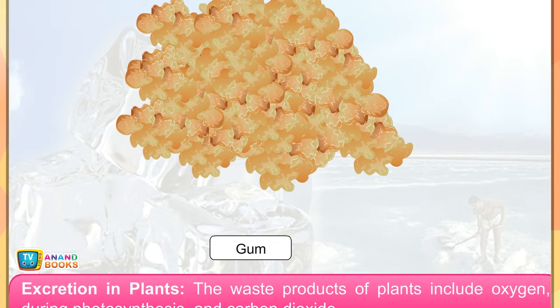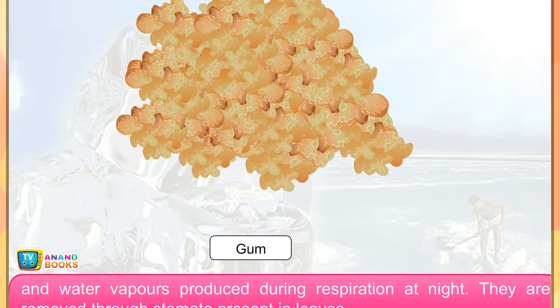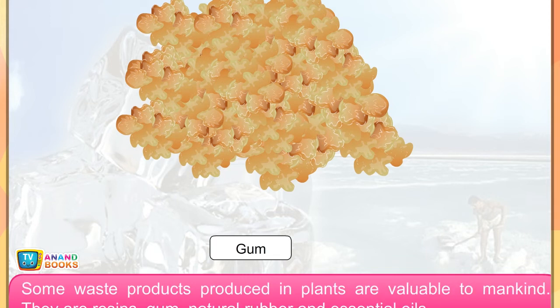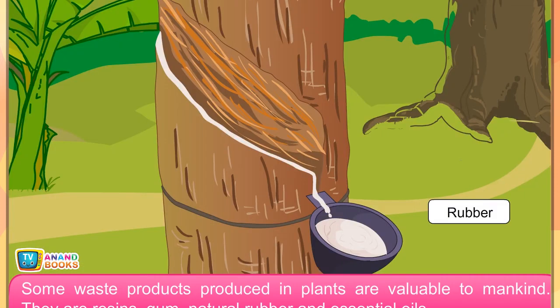Excretion in plants. The waste products of plants include oxygen during photosynthesis and carbon dioxide and water vapors produced during respiration at night. They are removed through stomata present in leaves. Some waste products produced in plants are valuable to mankind. They are resins, gum, natural rubber, and essential oils.